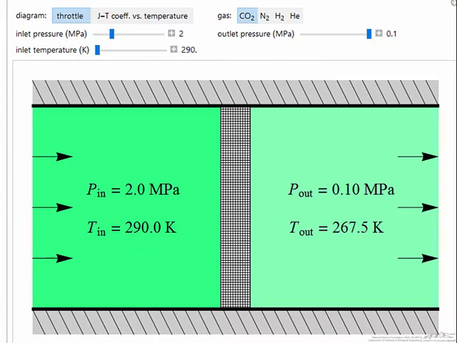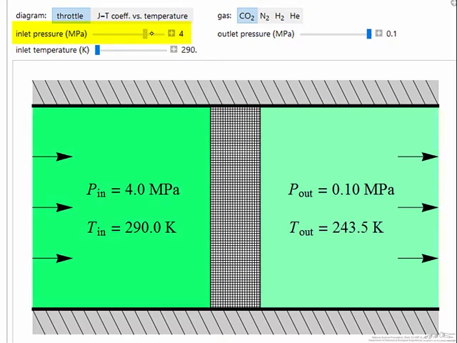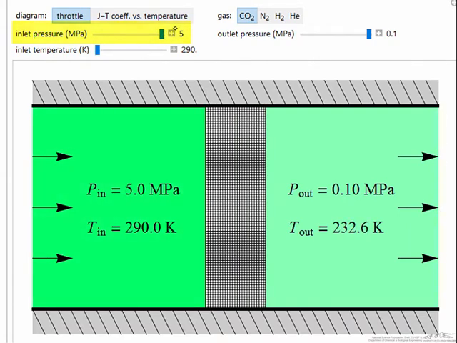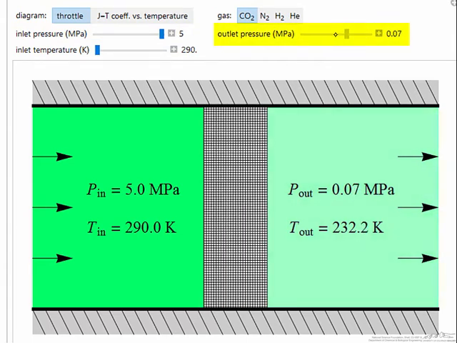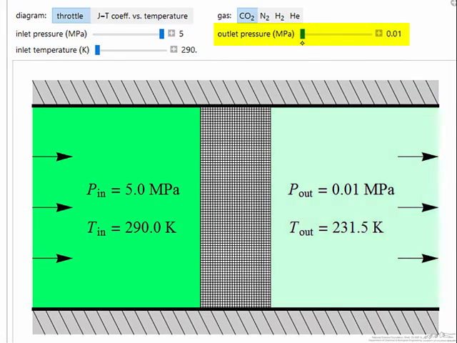So we're looking at the interactive simulation, and again for carbon dioxide, you can see as the pressure drops, we get a significant temperature drop. If I increase the feed pressure, notice that the temperature drop becomes a lot more significant, almost 60 degrees Kelvin. It's not very sensitive to the outlet pressure, but also note that we're varying the outlet pressure over a much narrower range.